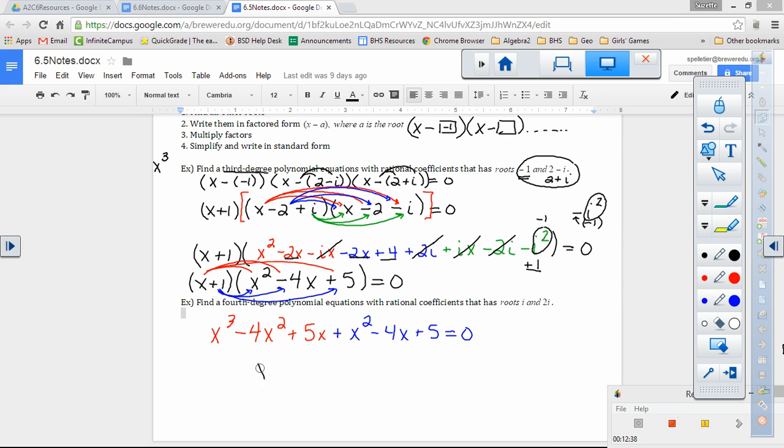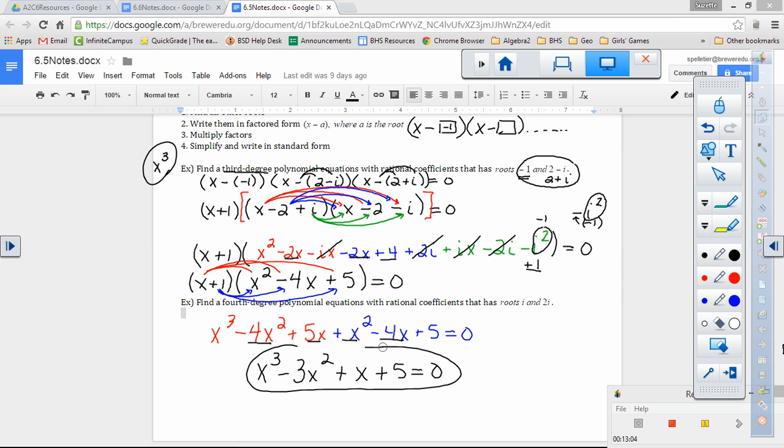x to the third, negative 4x squared, and a positive x squared is negative 3x squared. Positive 5 minus 4 is positive 1x, and then my constant plus 5 equals 0. So my polynomial is x to the third minus 3x squared plus x plus 5. It should be a third degree polynomial, and it is. So that would be the answer to the first example that I ran out of space for.